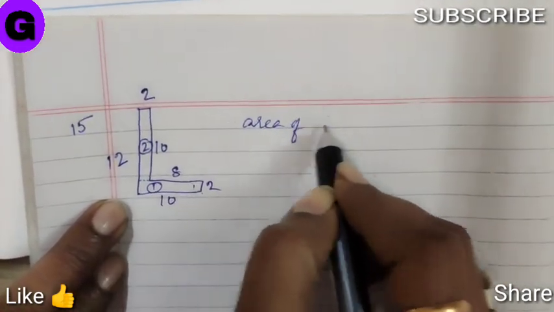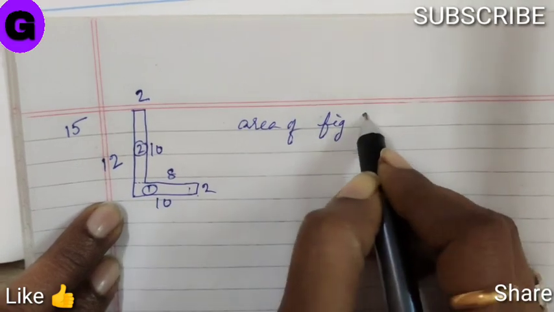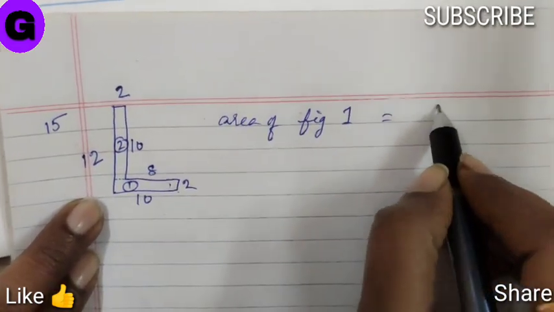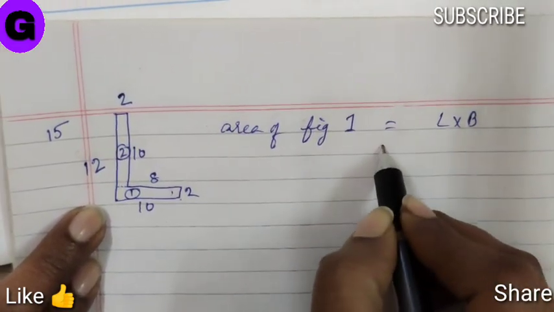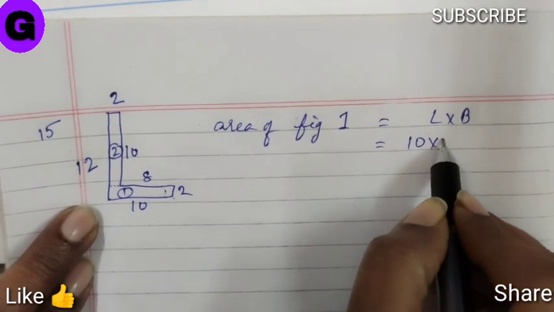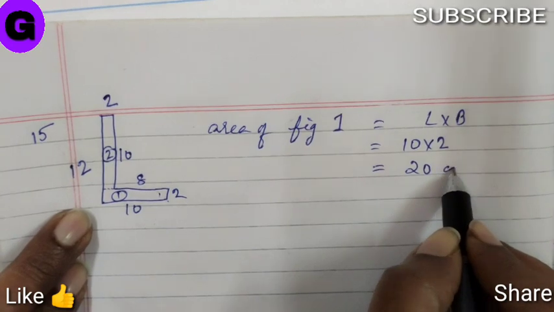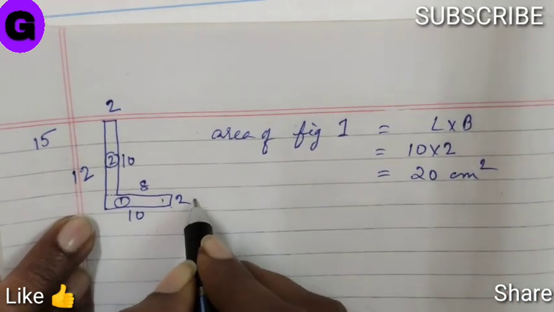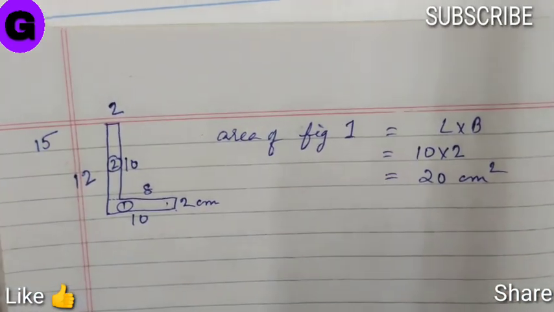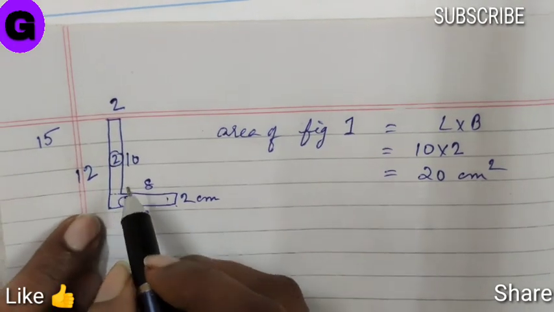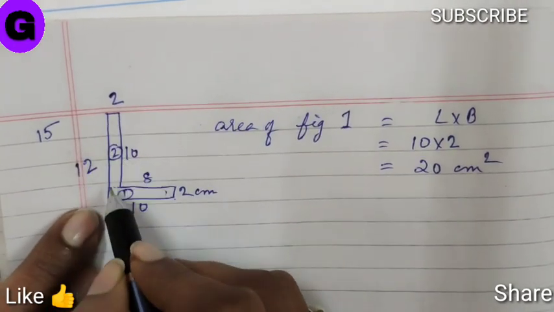So area of figure 1 is equal to length into breadth, which is 10 into 2, that comes down to 20 centimeter square. All the units are in centimeter. Now similarly we'll take out the area of figure 2.